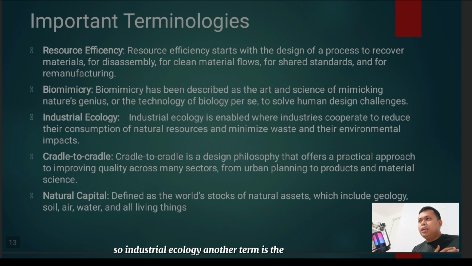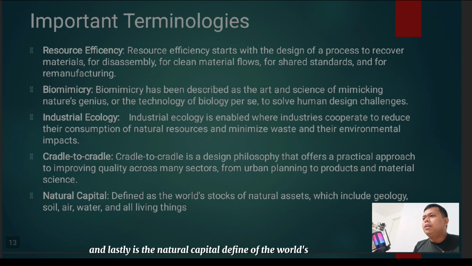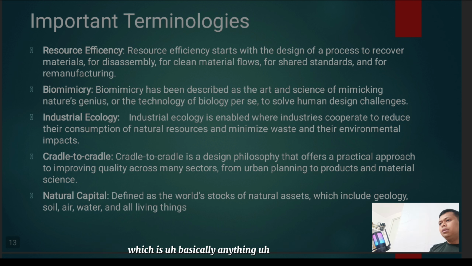So industrial ecology, another term, is where industries cooperate to reduce consumption of natural resources and minimize waste and their environmental impacts, also in line with green productivity. Cradle to Cradle is a design philosophy that offers a practical approach to improve quality across many sectors, from urban planning to products and material science. And lastly is natural capital, defined as the world's stocks of natural assets, which is basically anything around us: geology, soil, air, water, and all living things.